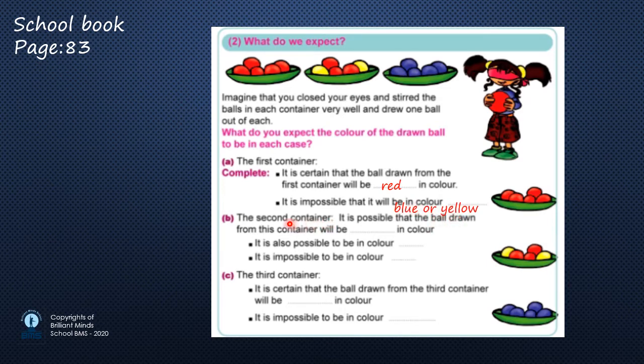In the second container, I have 3 red balls and 2 yellow balls. So from the second container, it's possible that the ball drawn will be red or yellow. So in the first space, we're going to put red. It's also possible to be yellow. But impossible to be which color? We have red, we have yellow. Do we have blue? No, we don't have blue.